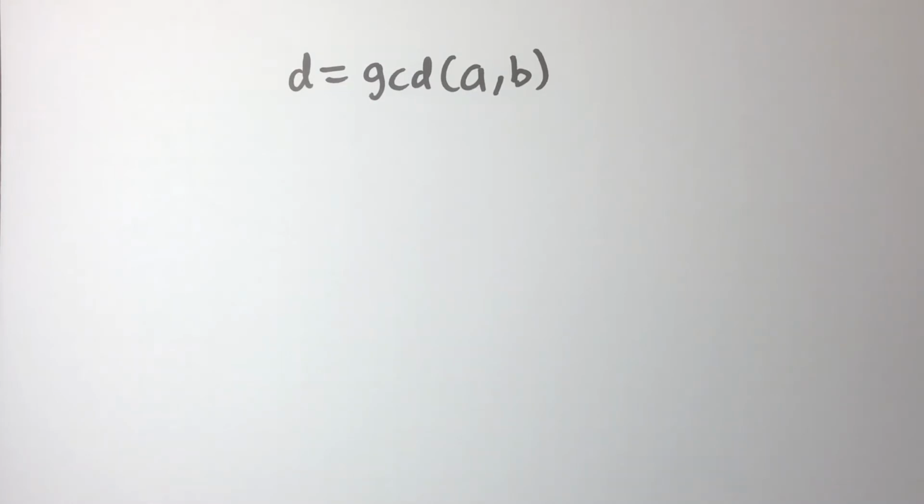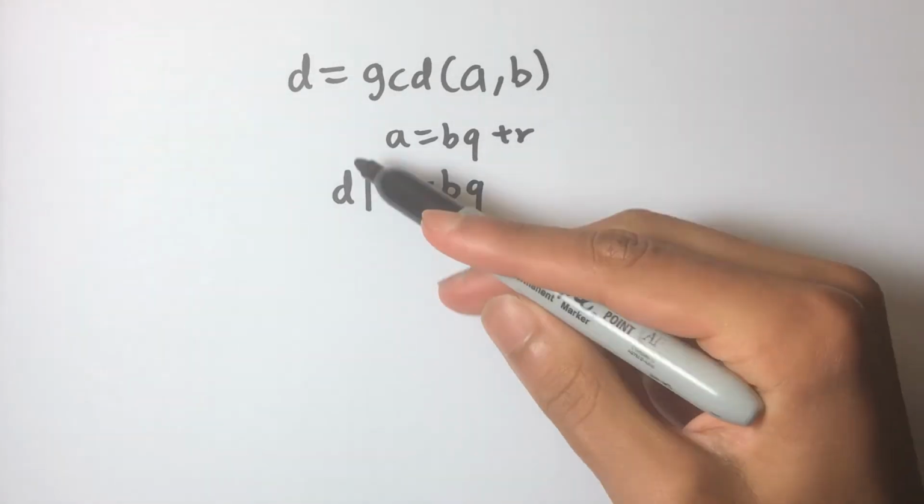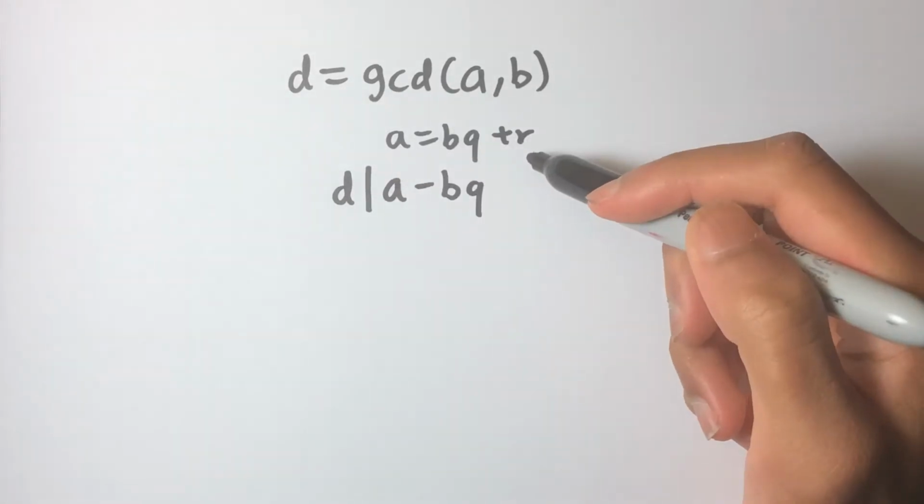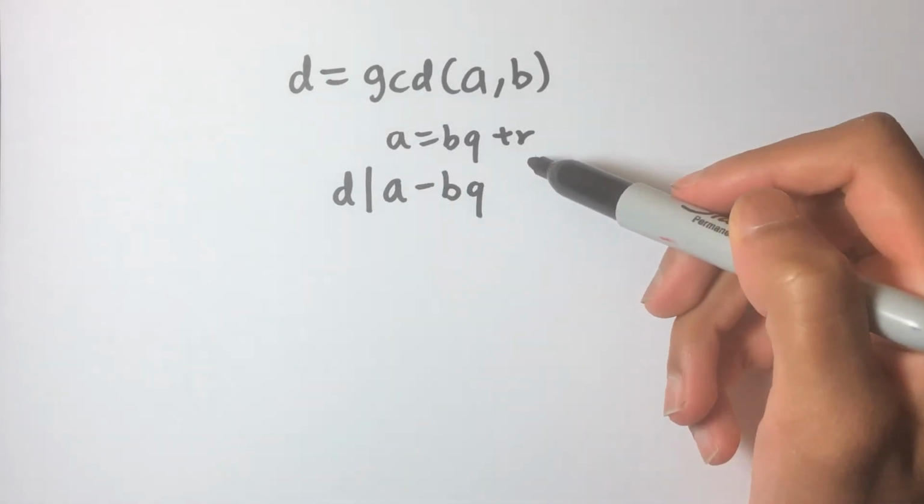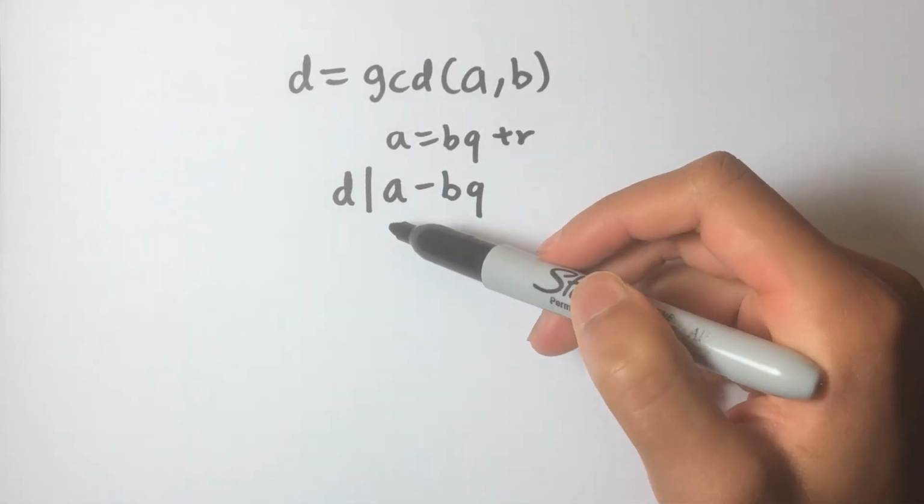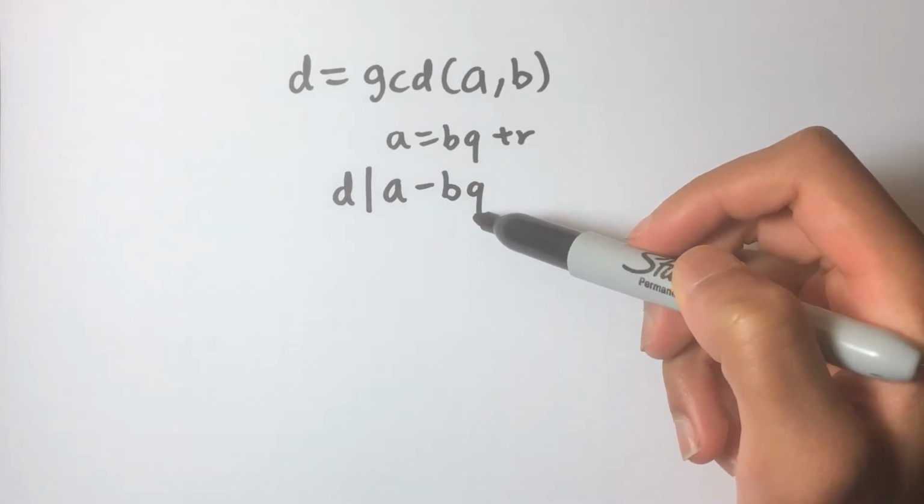To prove this, first let d equal the greatest common divisor of a and b. What we first want to show is that d is a divisor of r as well. So if we write a equals bq plus r, then we want to show that d divides a minus b times q.